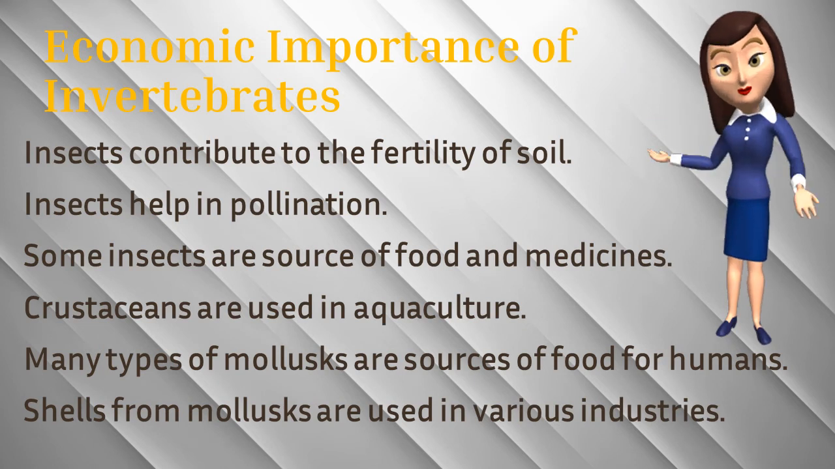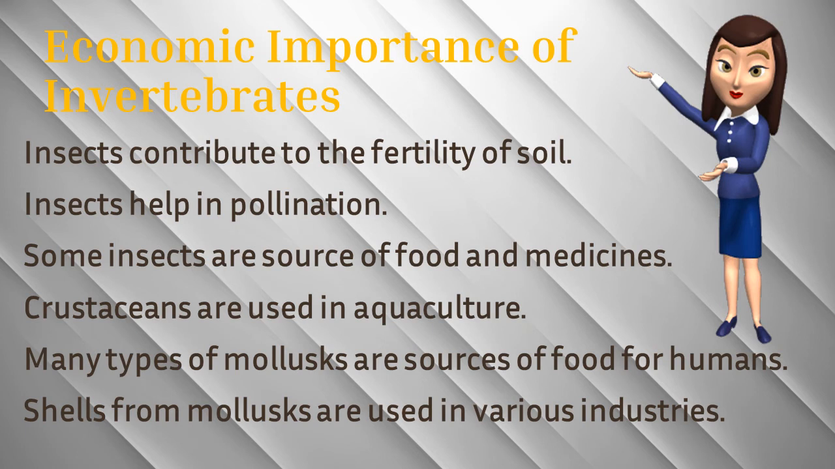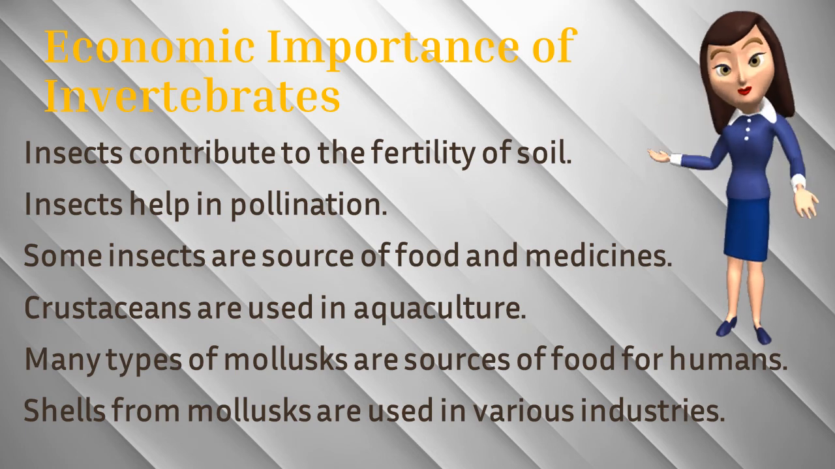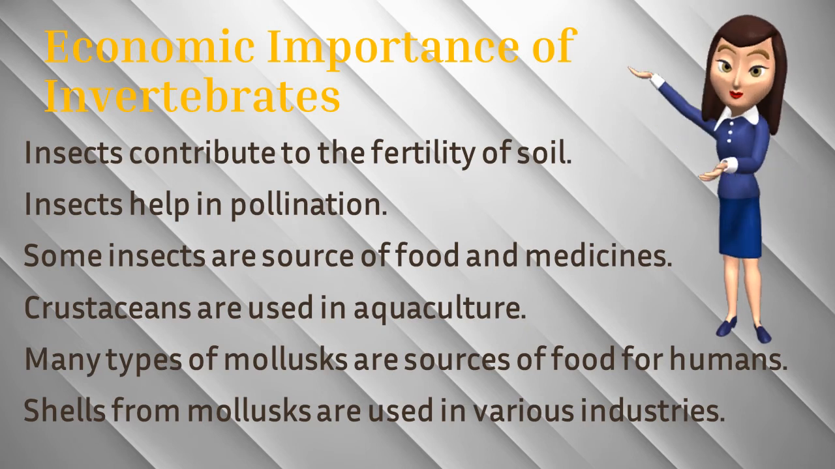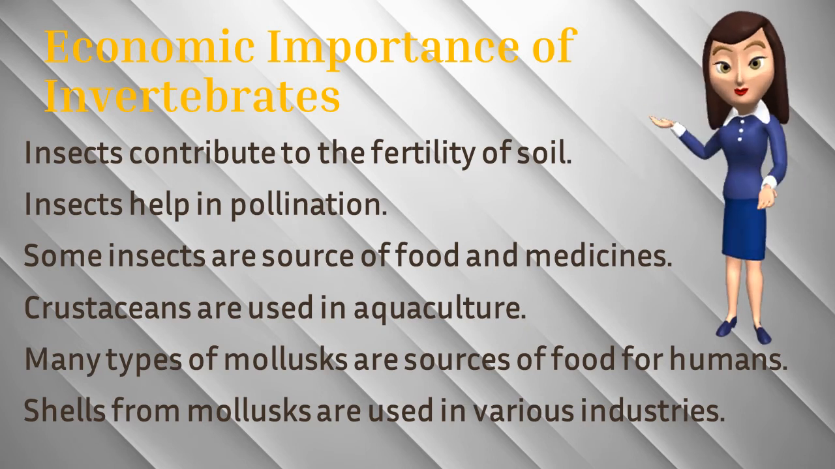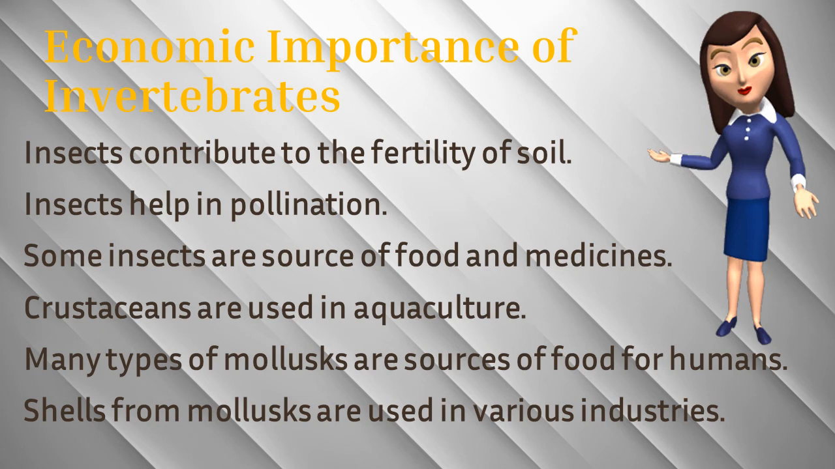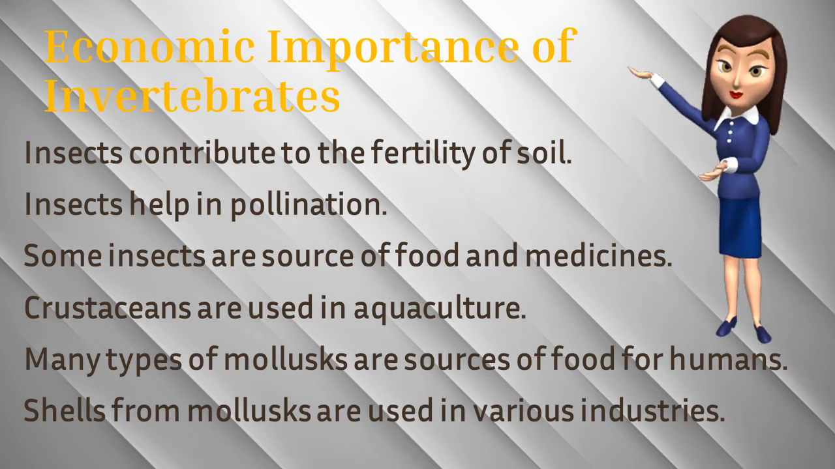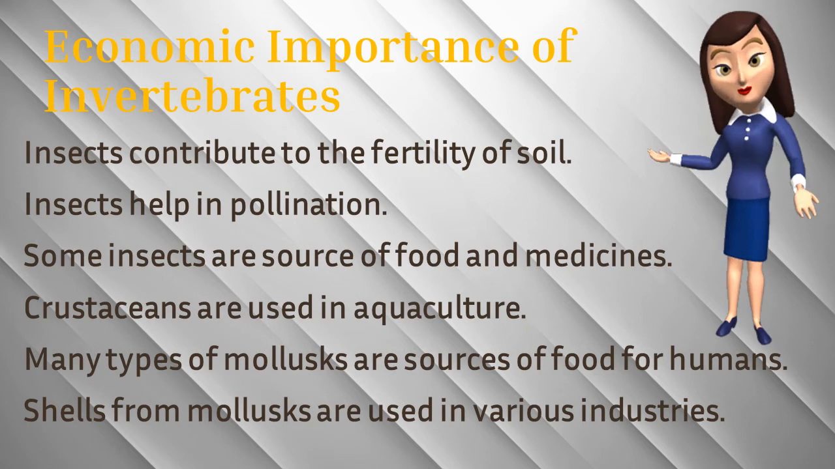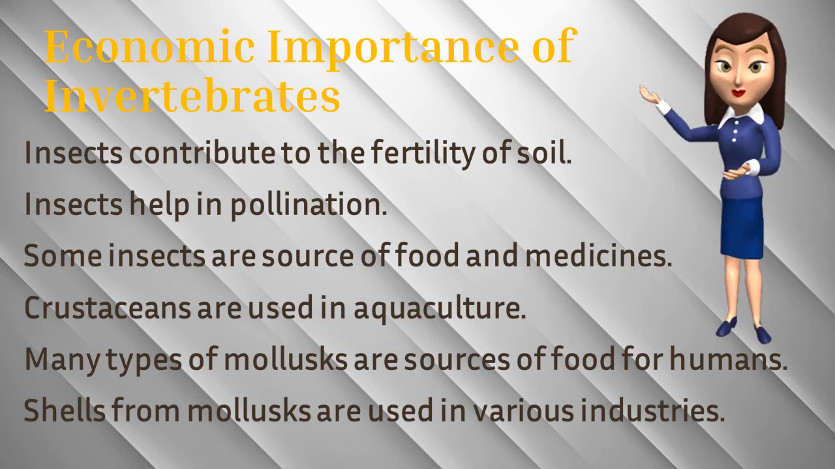Many types of mollusks are sources of food for humans. Among them are oysters, clams, mussels, snails, squids, and octopus. Shells from mollusks are used in various industries. Pearls from oysters are used in jewelry and the mother of pearl lining. Shells are used in making buttons and decorative objects.